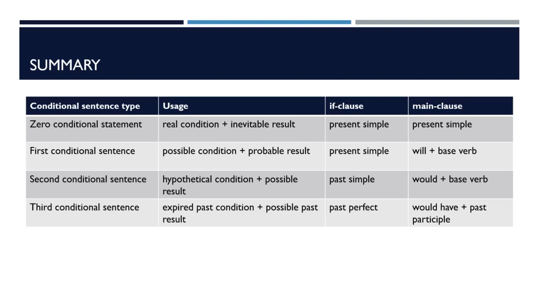Second conditional sentence, hypothetical condition plus possible result. In the if clause we use simple past tense, and in the main clause we use would plus base verb. Third conditional sentence, usage: unreal past condition plus possible past result. In the if clause we use past perfect tense. In the main clause we use would have plus past participle form.